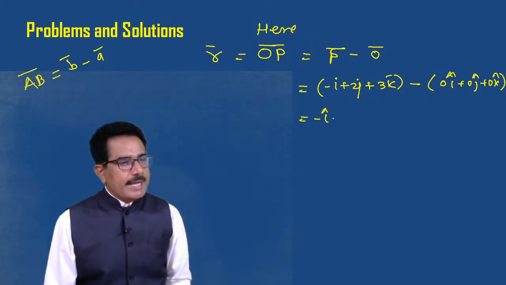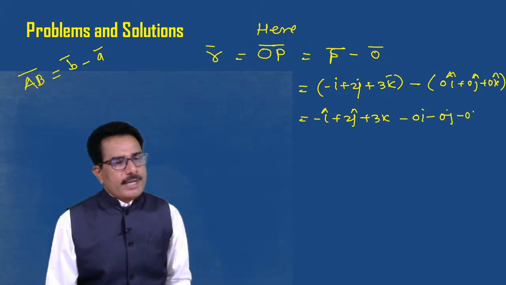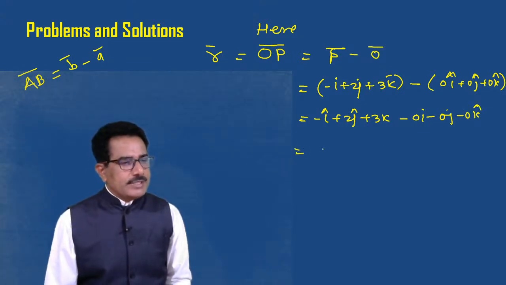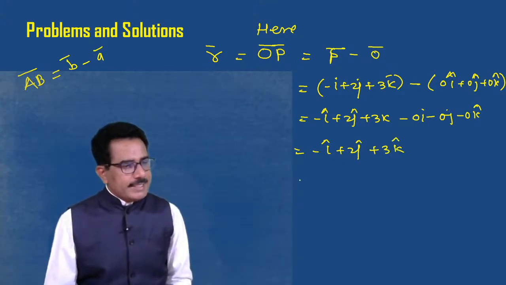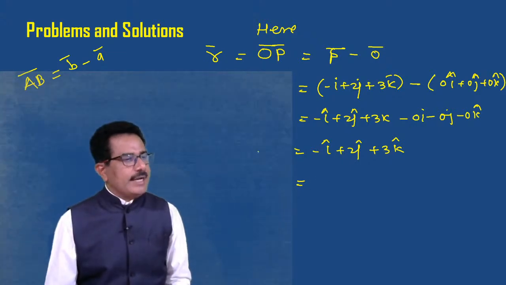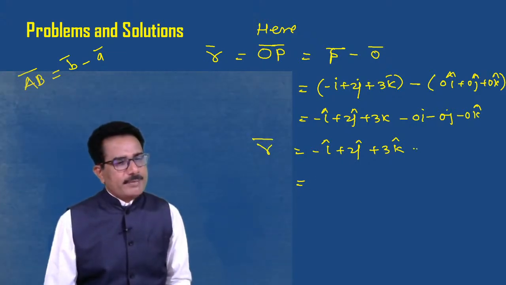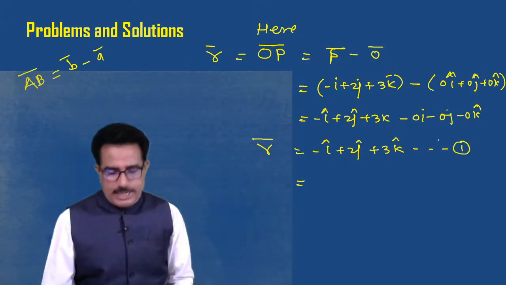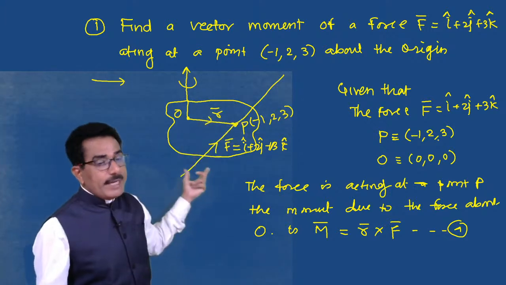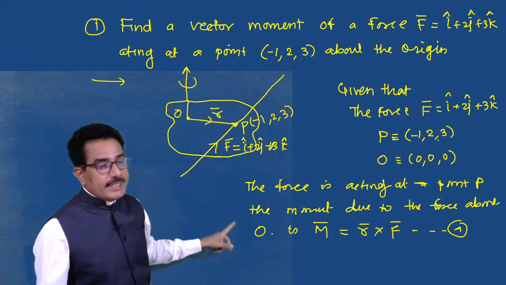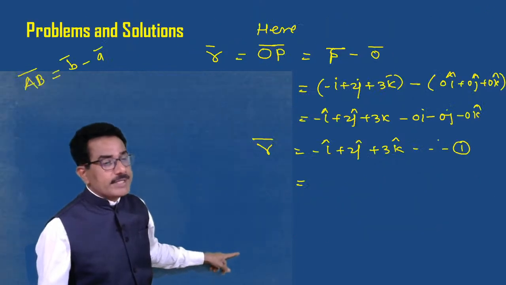That is equal to -i plus 2j plus 3k minus 0i minus 0j minus 0k, which equals minus i plus 2j plus 3k. That is our r bar. Suppose this is r bar. Now r bar we have found, and f bar is already given. Then put this value in equation 1.